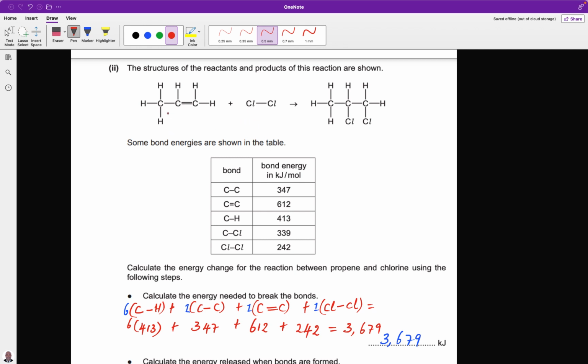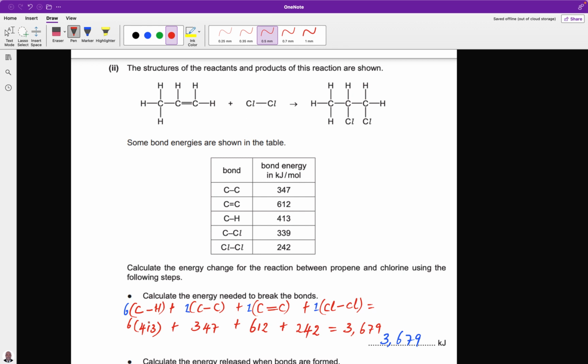So let's look at the number of bonds here. How many carbon-hydrogen bonds are there? We have 1, 2, 3, 4, 5, 6. There are 6 carbon-hydrogen bonds. Now, the carbon-carbon single bond: we have just 1 here. Breaking of bonds takes place only in the reactants, products are not involved. Carbon-carbon double bond, we have only 1. And the chlorine bond, we have only 1.